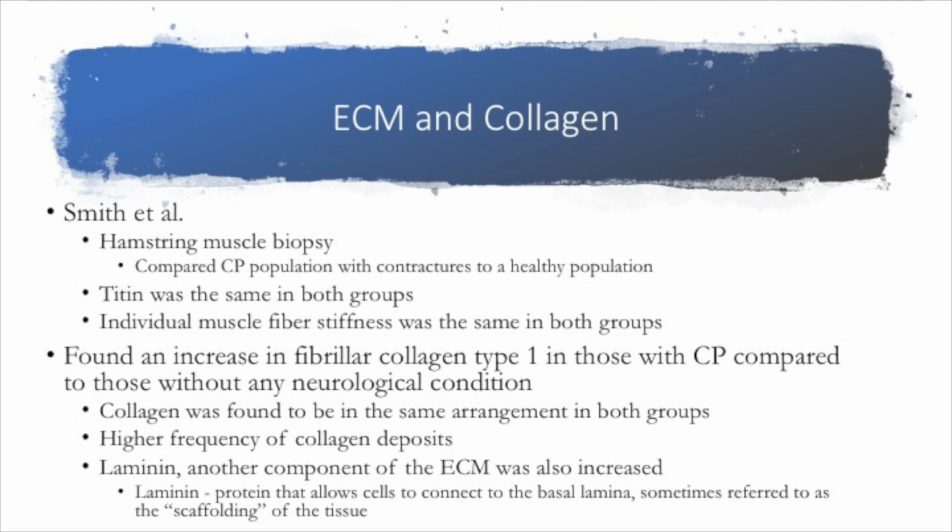On the other hand, increased amounts of fibrillar collagen type 1 was found in both the semitendinosus and the gracilis of the CP subjects. It is important to note that the collagen in the subjects with CP was not found to be in a different arrangement than the collagen of the healthy population. Those with CP just had higher amounts of the collagen and a higher frequency of collagen deposits.